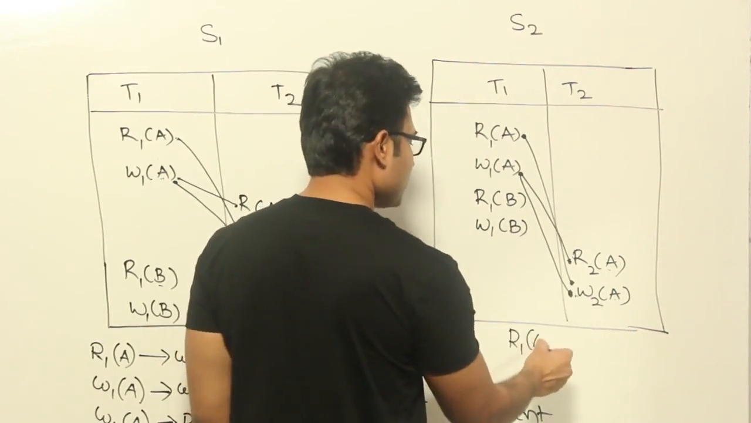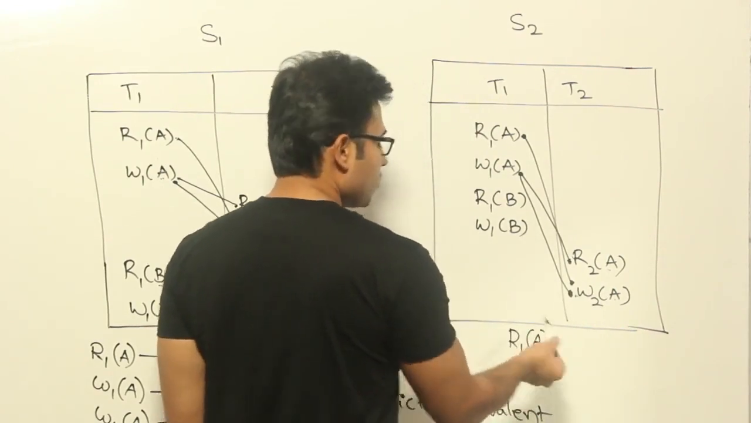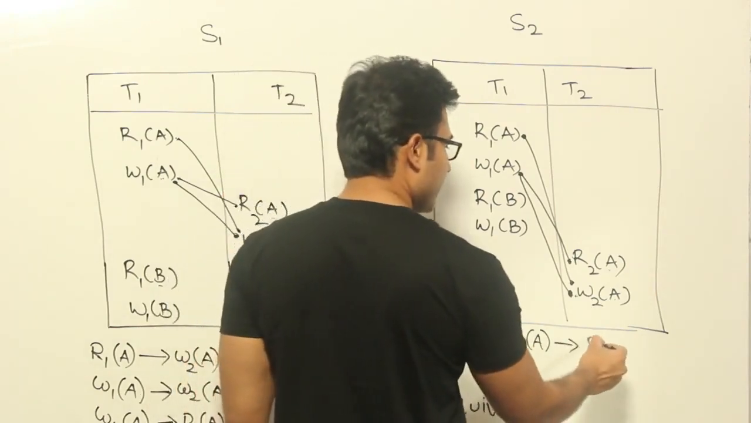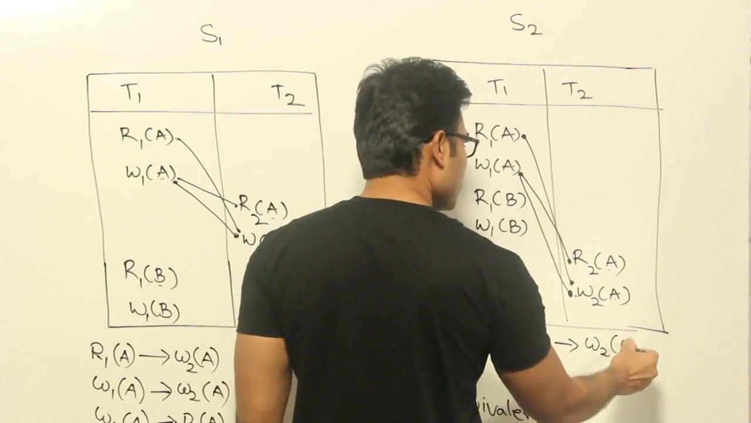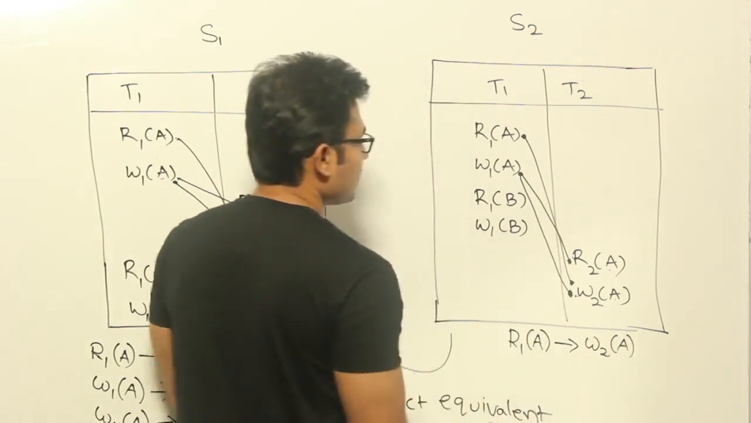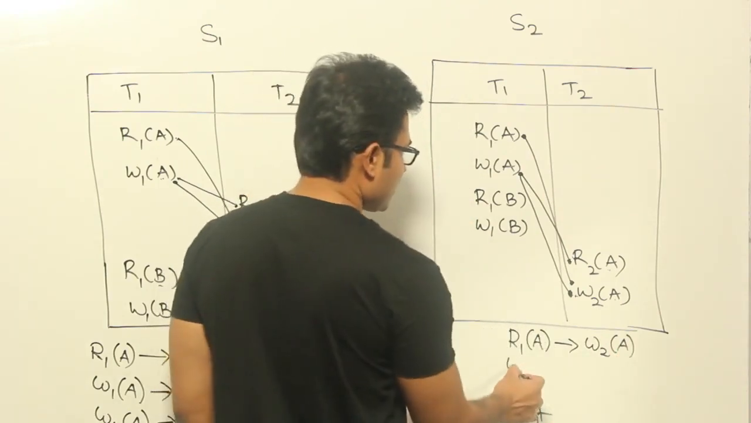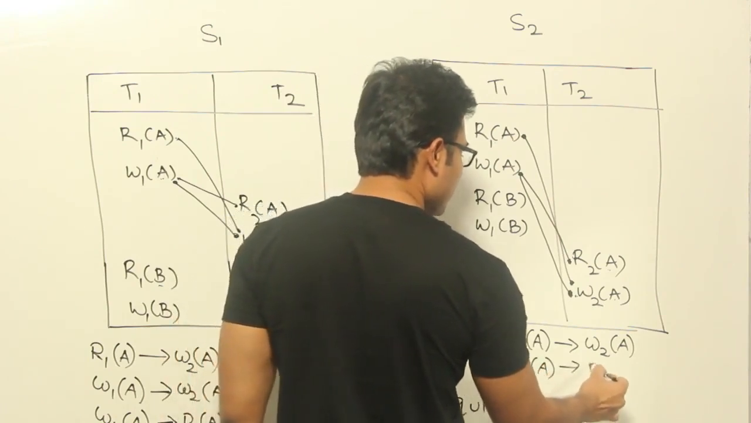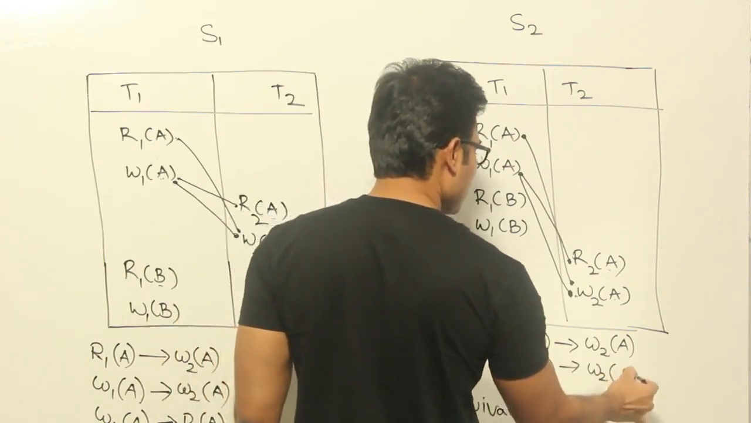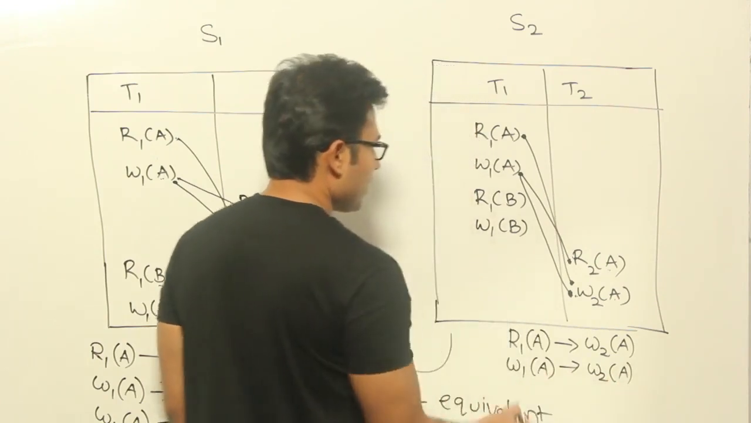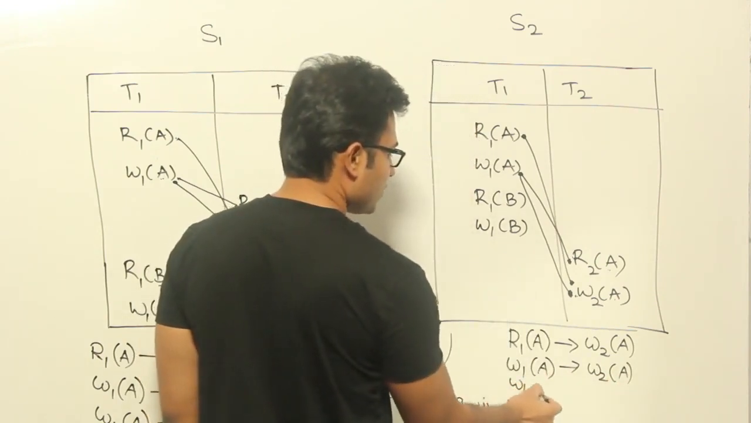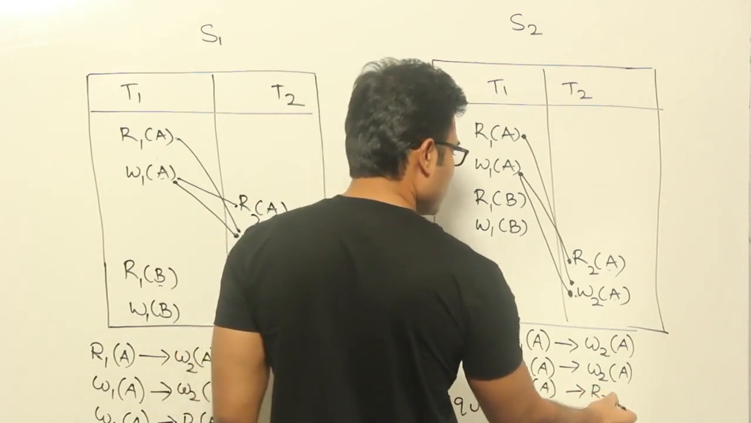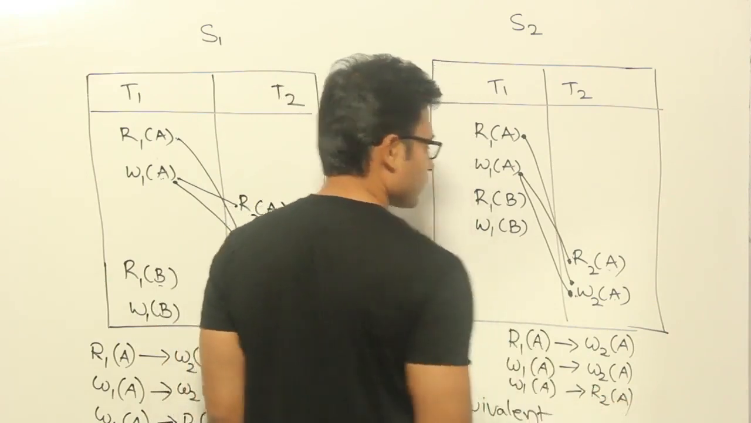which means first R1 of A, which means transaction 1 is going to read the value of A, and then only transaction 2 is going to write the value of A, and then here transaction 1 is going to write the value of A, and then only transaction 2 is going to write the value of A, and transaction 1 is going to write the value of A, and then only transaction 2 is going to read the value of A, right?